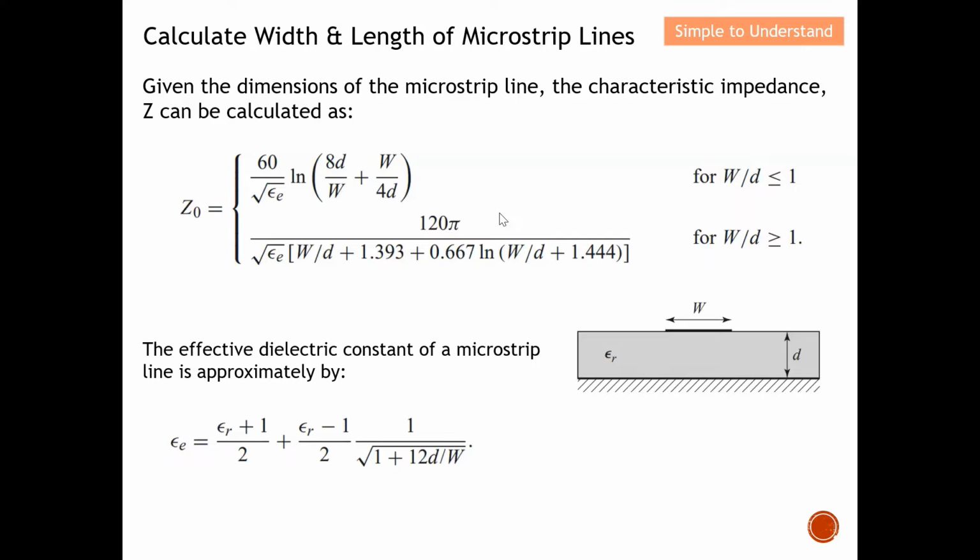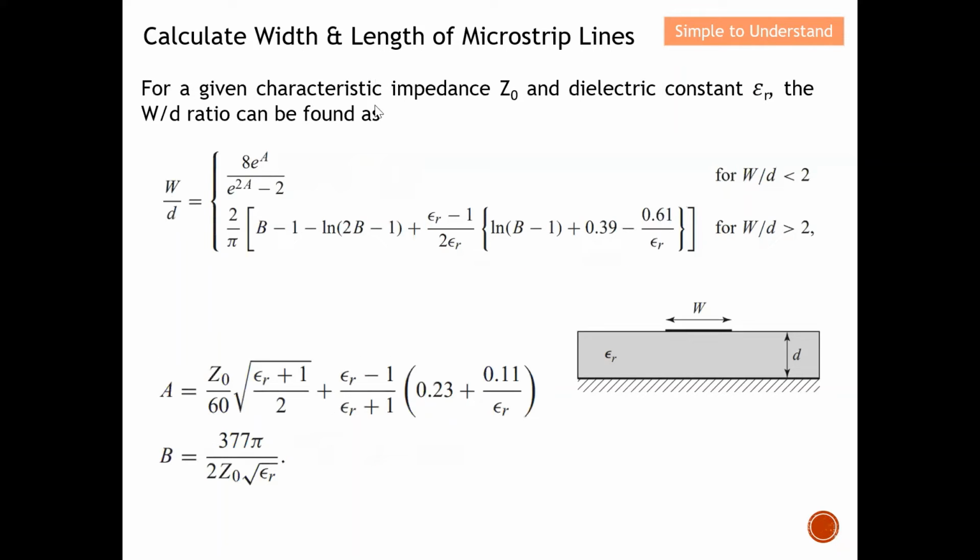So basically, this will be one of the ways. Another way is, I know my characteristic impedance. How can I make use of my characteristic impedance to find my width? So this is a reverse. Earlier on was simply how to find my characteristic impedance given the width and the depth.